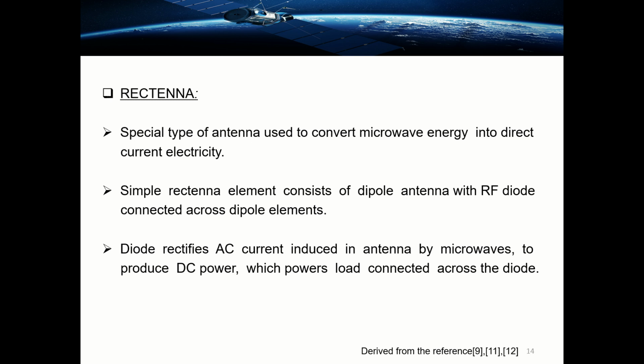Retina is a special type of antenna used to convert microwave energy into direct current electricity. A simple retina element consists of a dipole antenna with an RF diode connected across the dipole elements. The diode rectifies the AC current induced in the antenna by microwaves to produce DC power, which powers a load connected across the diodes.